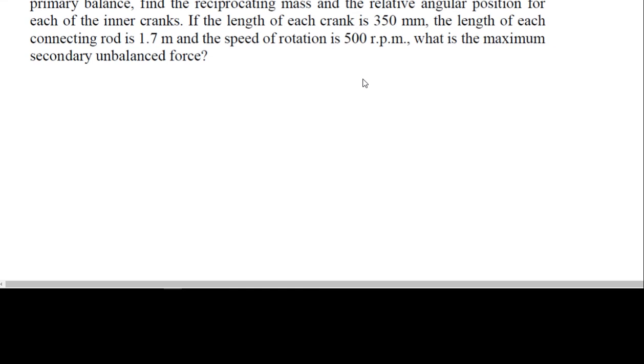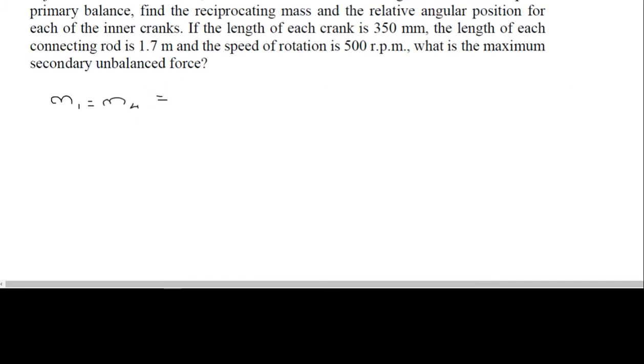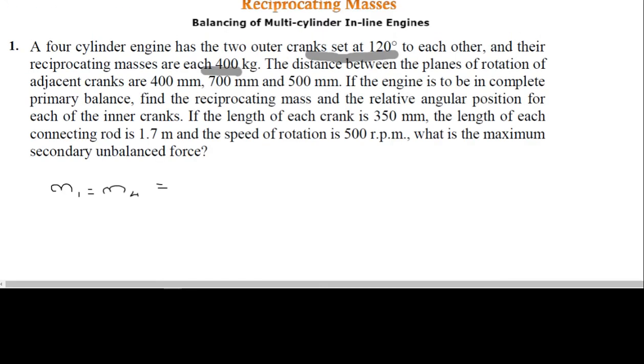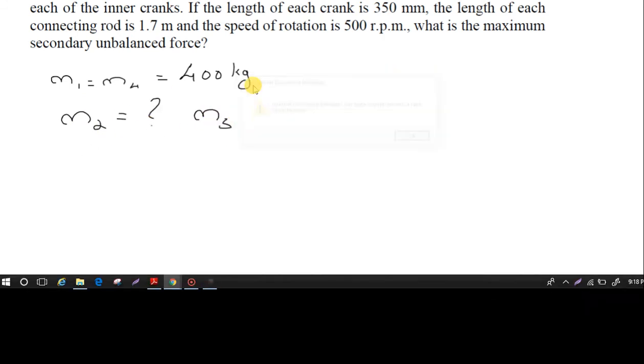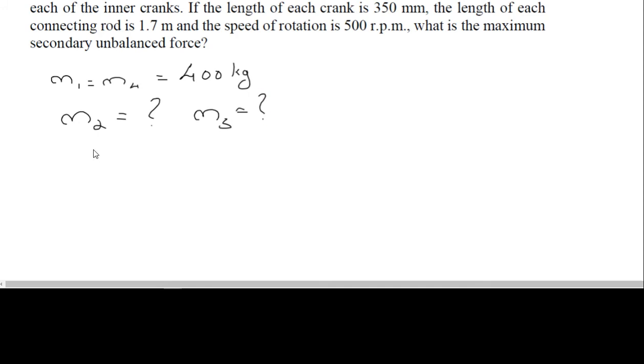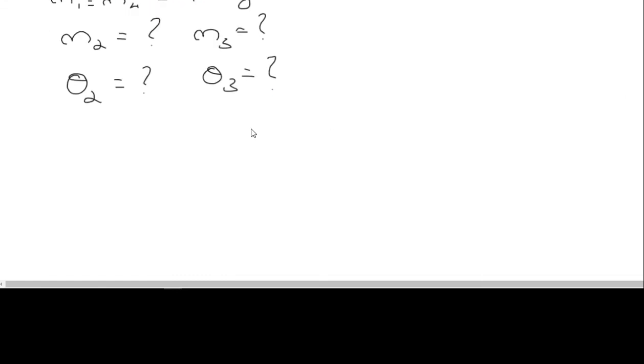So first write what is given. The two outer masses M1 and M4, since it is a 4-cylinder engine, are given as 400 kilogram. M2 is to be found out, M3 is to be found out, and theta 2 is to be found out, and theta 3, that is corresponding to mass 3, is to be found out.